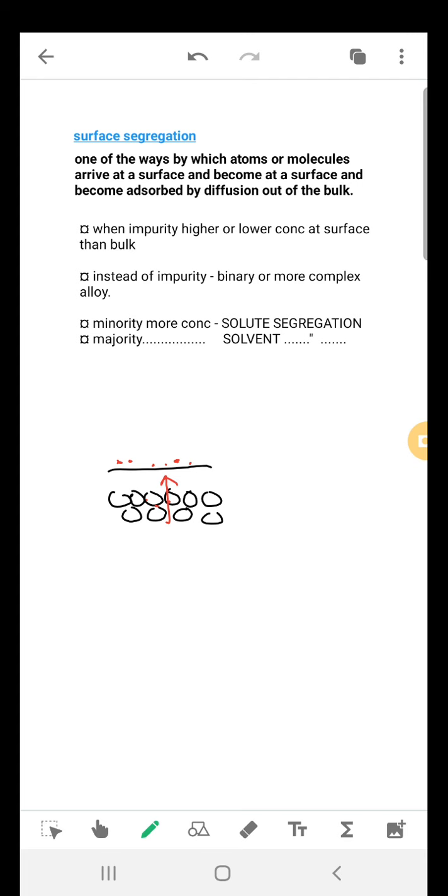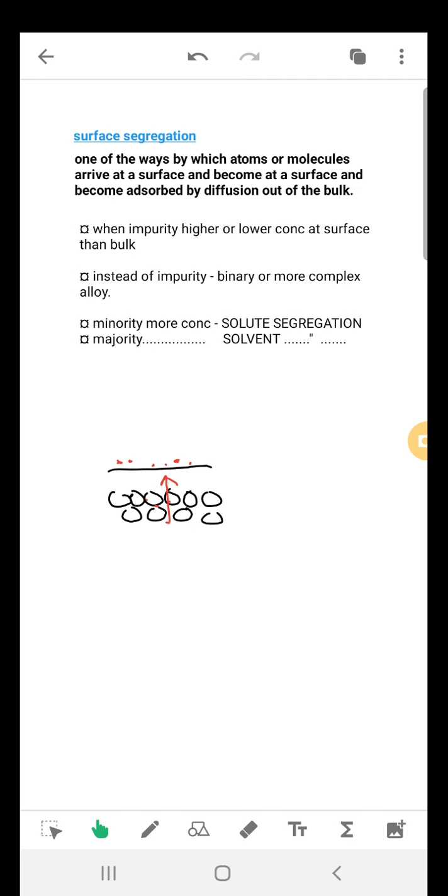Or it may so happen that instead of impurity, there are binary or more complex alloys at the surface, then also it will invite surface segregation. Now, if the minority concentration is more, then we will call it solute segregation. If the majority concentration is more, we call it solvent segregation.